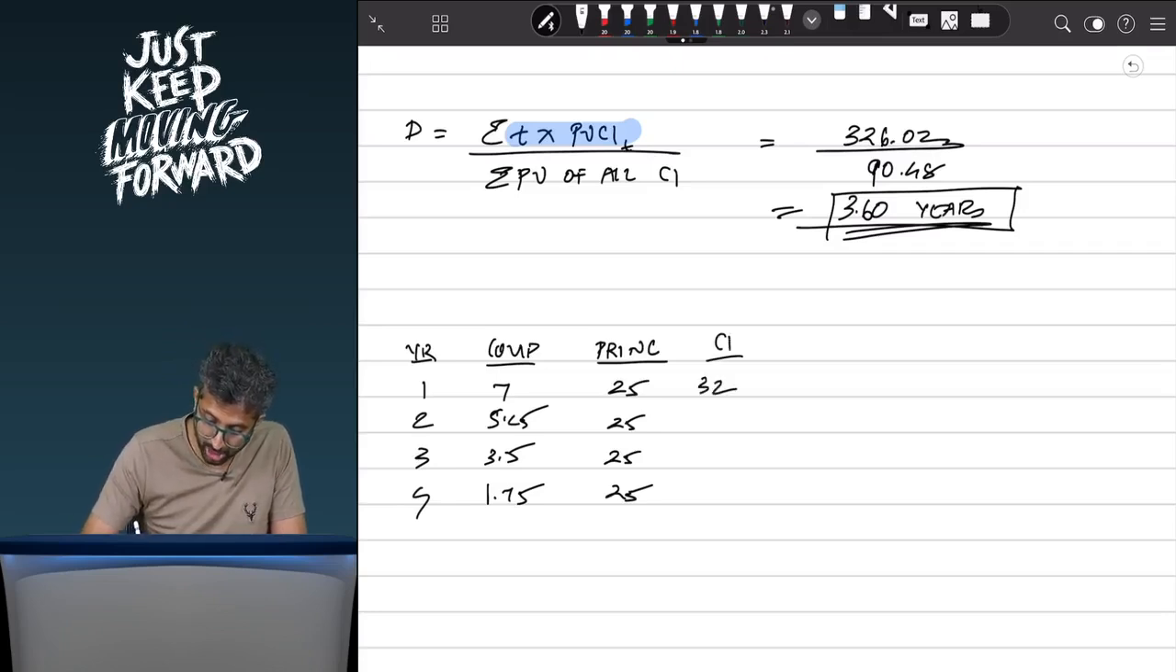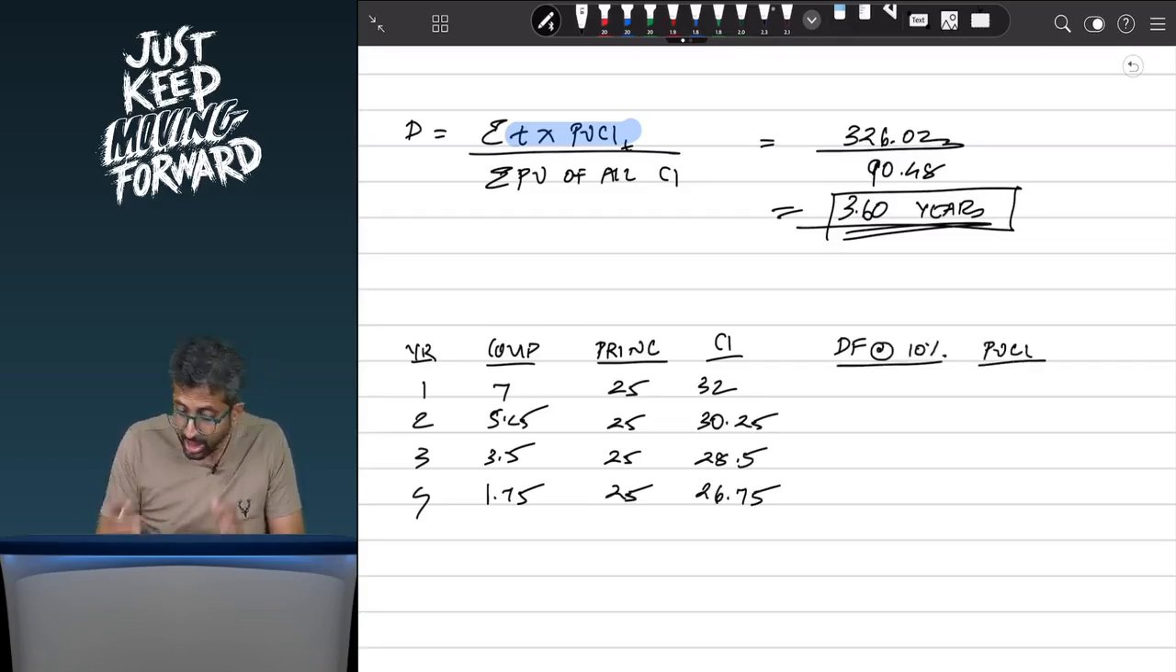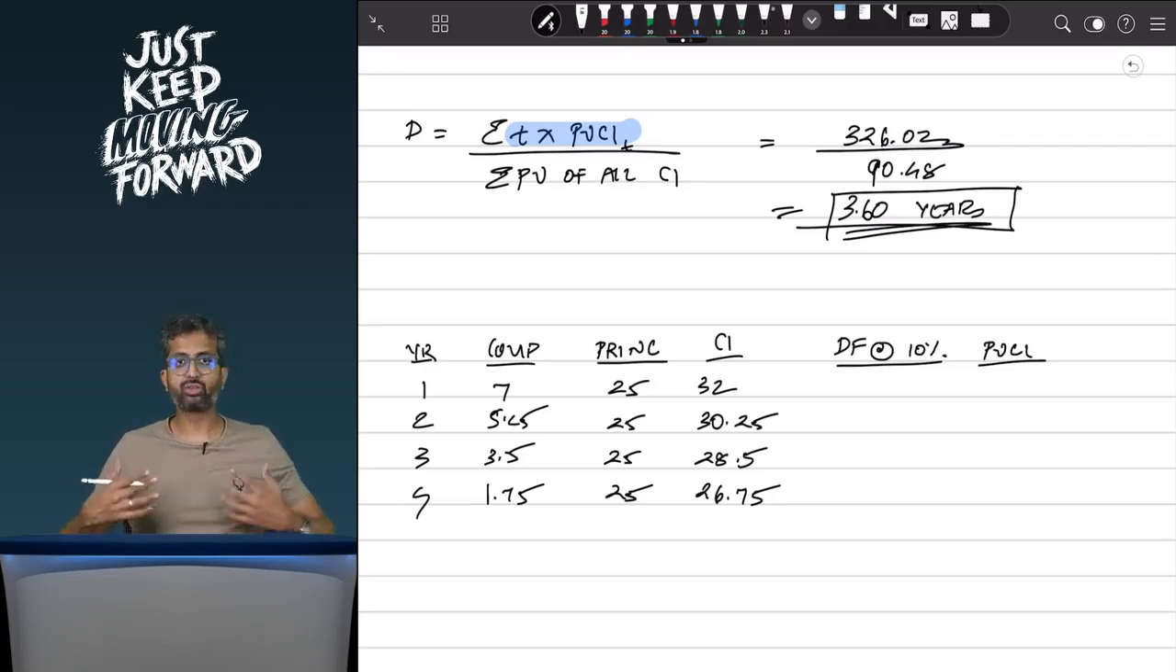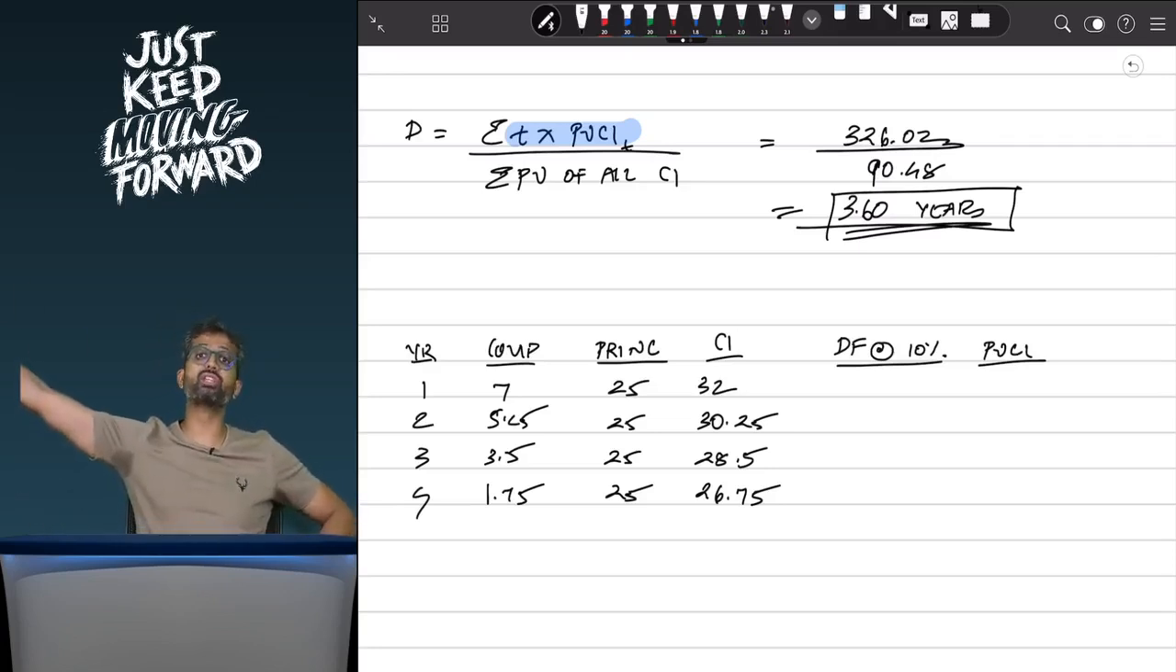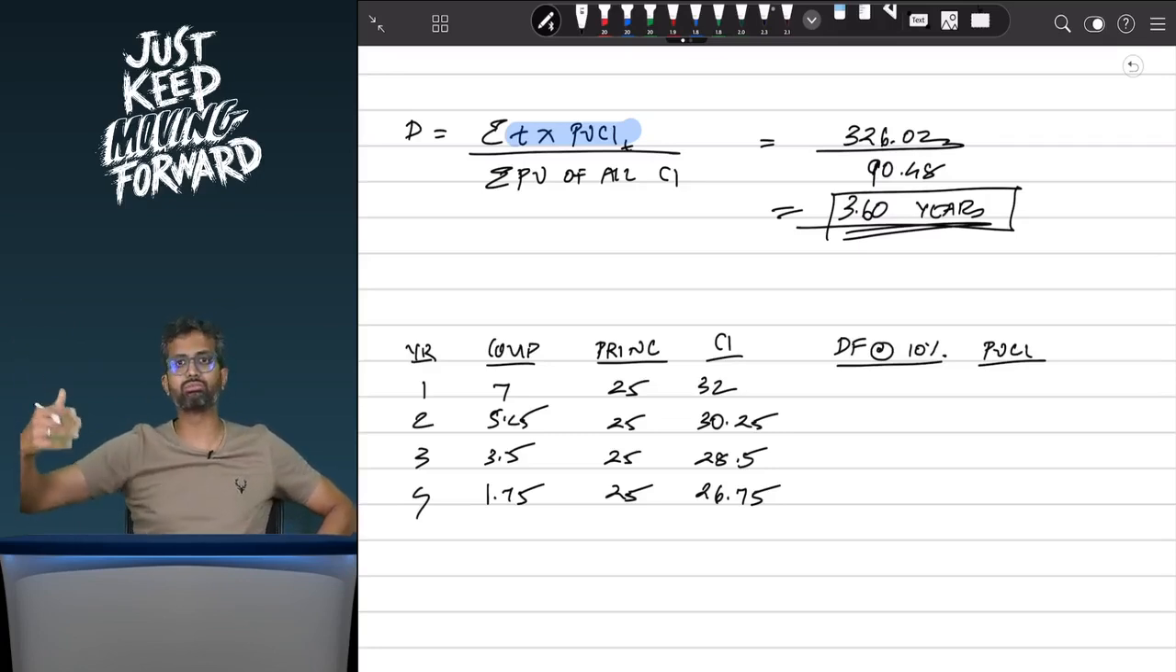Your cash flow will be 32. This will be 30.25. This will be 28.5. And this will be 26.75. You will discount this at the discount factor at the rate of 10%, to find the PVCI. Now if you go to see, it is not that all cash flows are going to be received in the last year. Cash flows are received in each of the years.